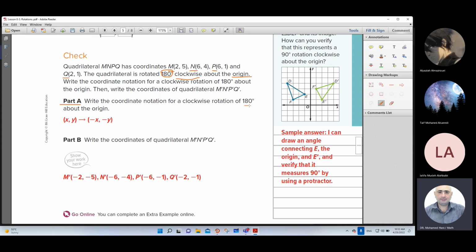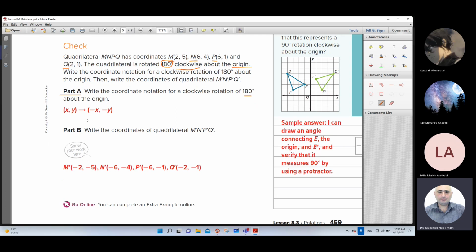As you see, when you have 180 clockwise about the origin, this is the rule. XY, the rotation will be negative X, negative Y. Take the opposite of X and the opposite of Y. So M 2, 5. Take the opposite of 2 and the opposite of 5, will be negative 2, negative 5. N 6, 4 will be negative 6, negative 4. P 6, 1 will be negative 6, negative 1. Q 2, 1 means negative 2, negative 1.